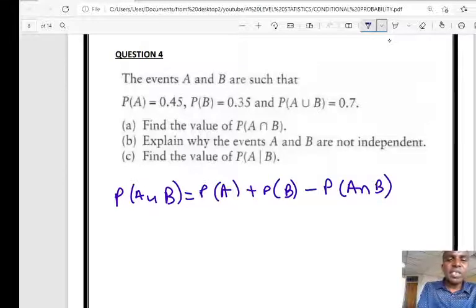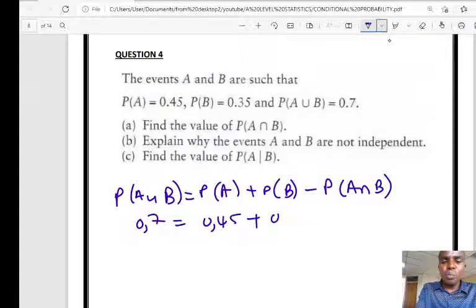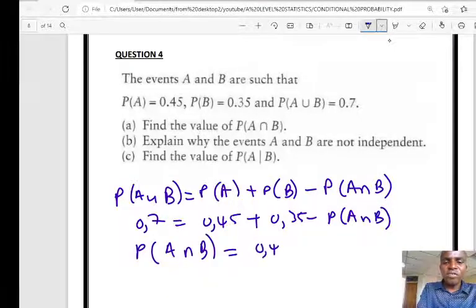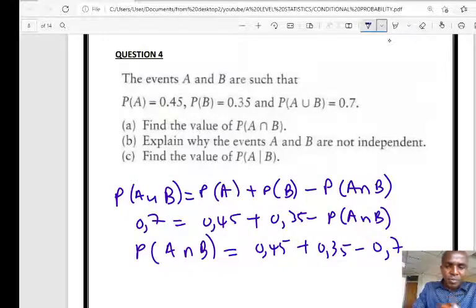From this you can substitute: 0.7 is equal to 0.45 plus the probability of B, 0.35, minus the probability of A intersection B. From this, the probability of A intersection B is equal to 0.45 plus 0.35 minus 0.7. Then find your calculator: 0.45 plus 0.35 minus 0.7 is 0.1.